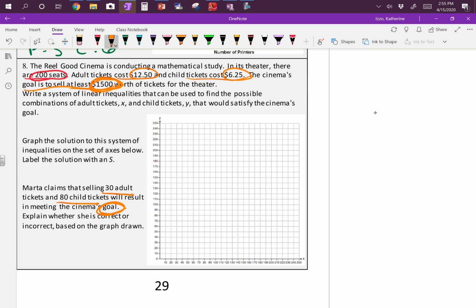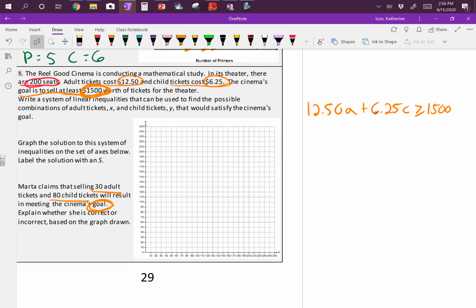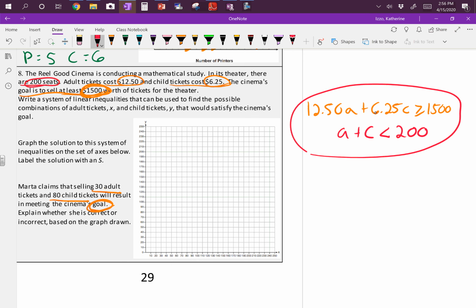They do not care about filling seats, they only care about money dollars. So let's do the money dollars equation since that's what's most important to them. So $12.50 adults plus $6.25 for each child. We want to be bigger than or equal to $1,500. And if we added all of the adults plus all of the children, there better be less than 200 of them. That's the important part. Better be less than 200. Okay, so that is our system of inequalities.